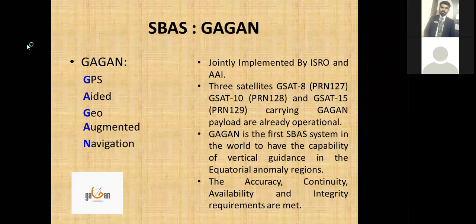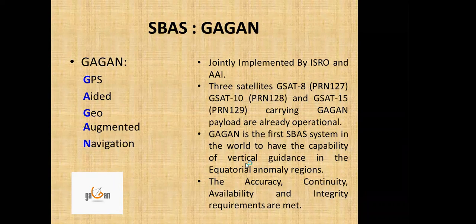Means equatorial anomaly region, which is 13 degrees away from the equator. So in the equatorial anomaly region, there will be more disturbances in our ionosphere. During March and September, you will see a lot of loss of lock in a GPS receiver or other navigation system receivers because of the ionosphere.